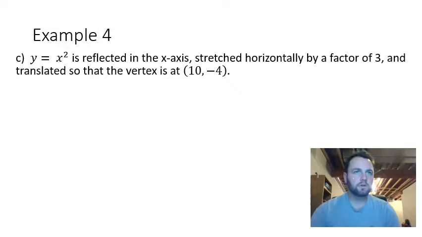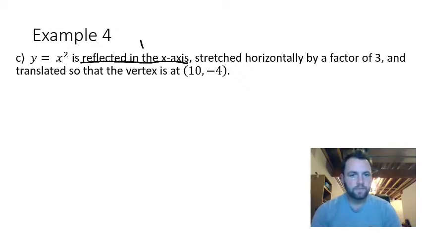Okay, so example 4, and let's just first, the original instructions of this example are determine the equation of each transformed function. So y equals x squared is our original function, and then these things happen. So what's the equation of our transformed function? Okay, so we have y is equal to x squared is reflected in the x-axis, stretched horizontally by a factor of 3 and translated so that the vertex is at 10, negative 4.